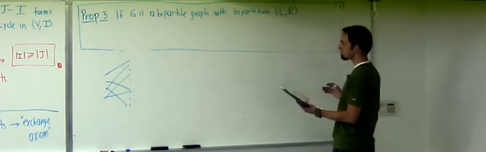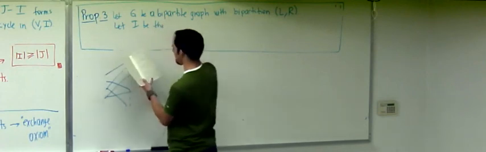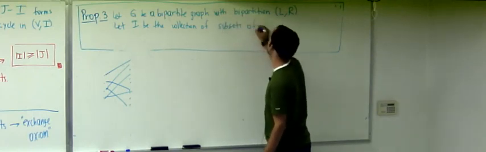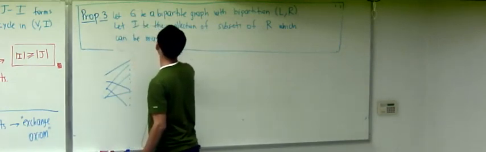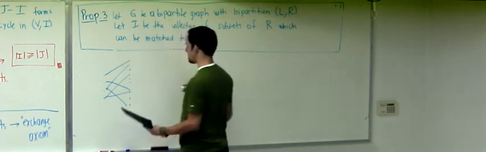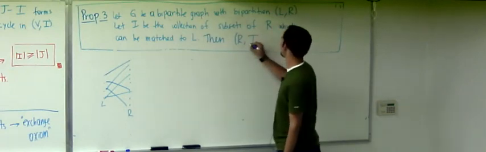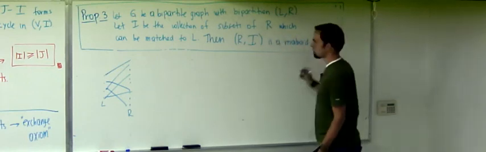Okay. So let G be a bipartite graph. Let I be the collection of subsets of R that you can marry off according to what we said last time, the collection of subsets of R which can be matched to L, okay? Then this is a matroid. This is left, this is right. Then the ground set of the matroid is the right people, and the independent sets are the ones that I described. What does it mean to be matched to L?